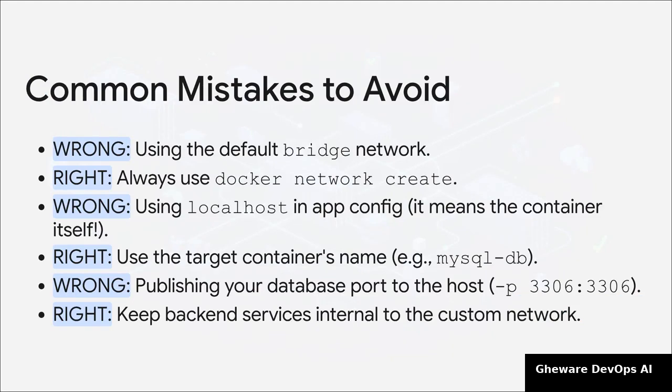Now, let's quickly go over the big mistakes so you can avoid them. Number 1, and we've hammered this home, using the default bridge. Just don't do it. Always docker network create. Number 2, using localhost in your app's config. Remember, localhost inside a container means that container itself, not some other container. Always use the other container's name. And finally, please don't publish your database port unless you have a really specific, good reason. Keep your backend services internal.